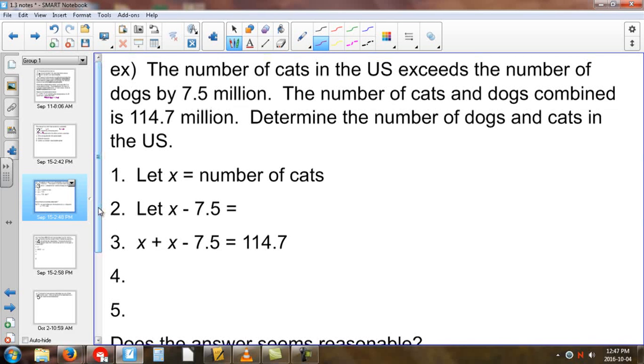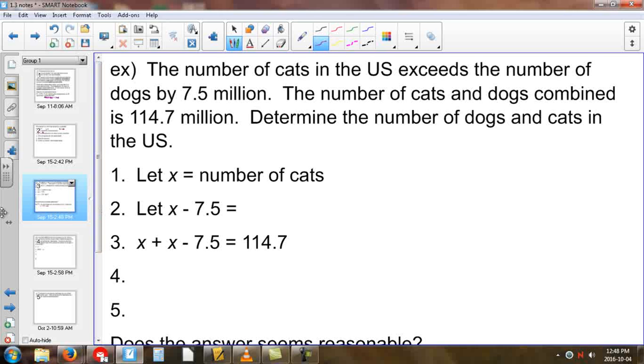We've just got 3 of these, and we'll go through them. The number of cats in the U.S. exceeds the number of dogs by 7.5 million. The number of cats and dogs combined is 114.7 million. Determine the number of dogs and cats in the U.S. So we're going to let x be the number of cats.